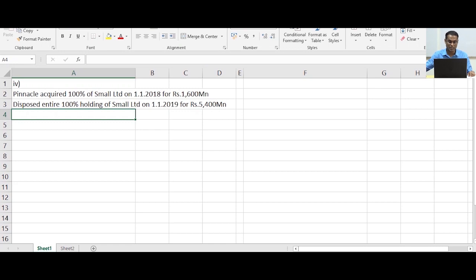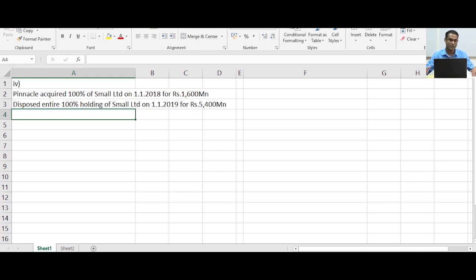That is simple and straightforward, because that is the difference between 5,400 and 1,600. So if you look at the income statement of Pinnacle PLC, what is given in the pre-seen, under the other income, 3,800 is recorded. This is the disposal profit in the individual financial statements.